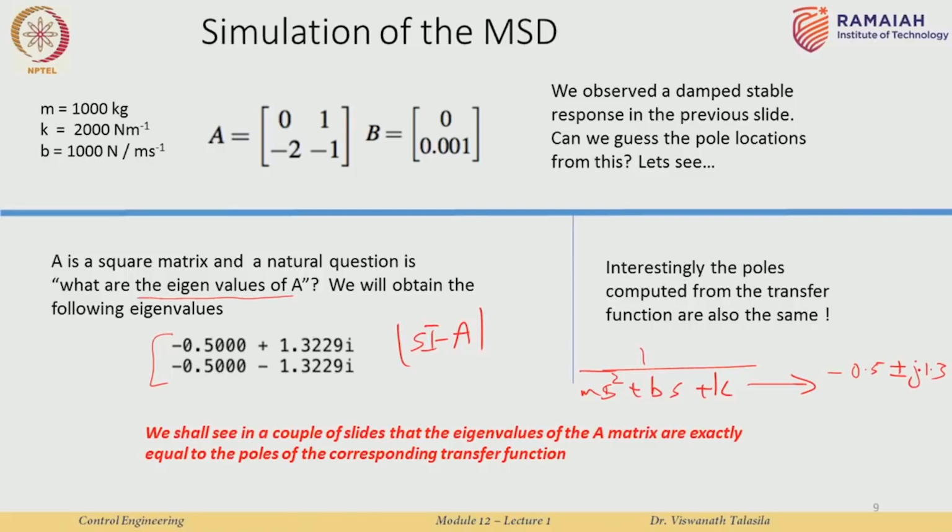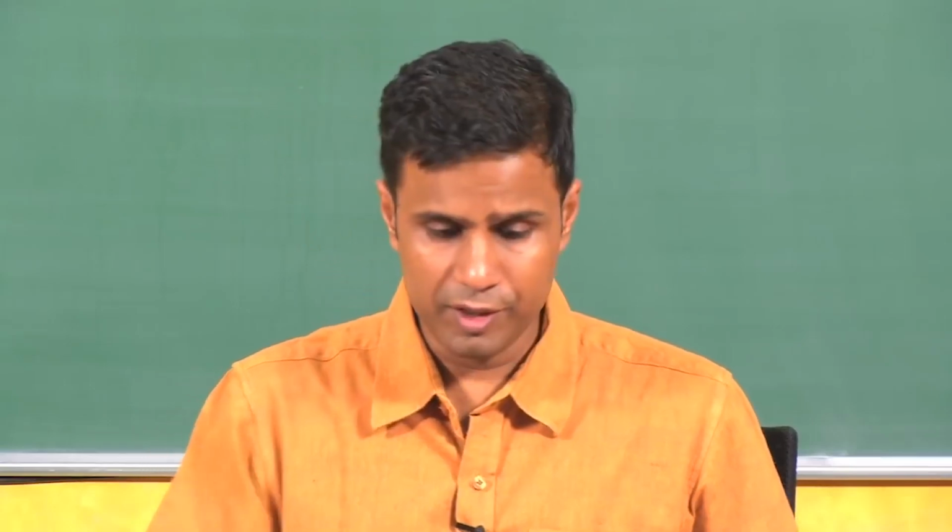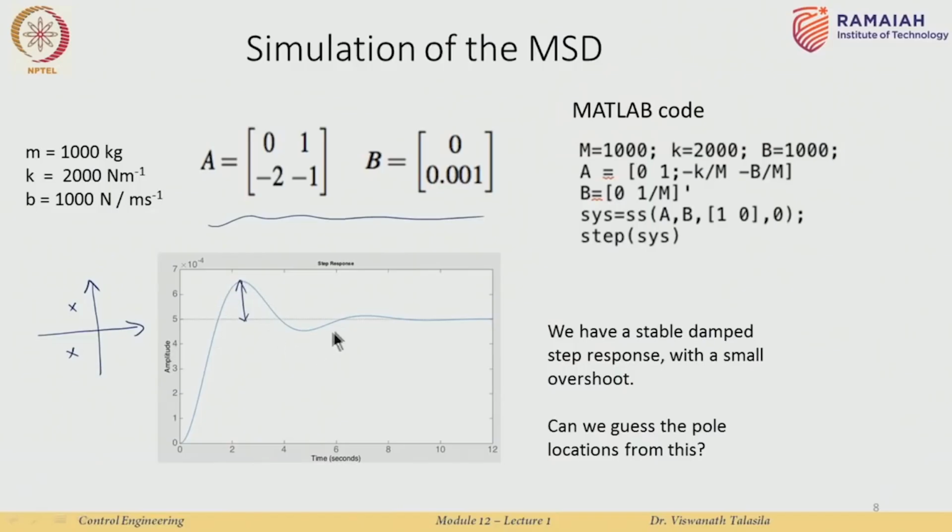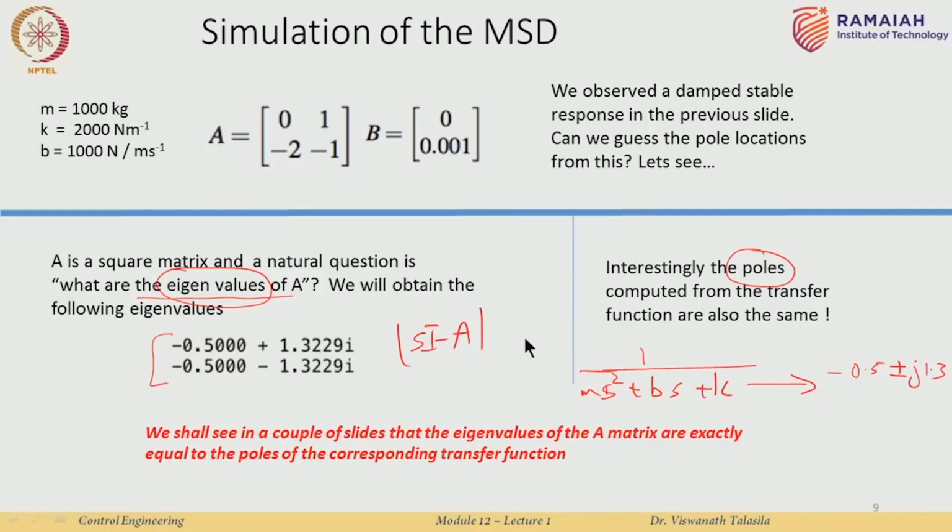So, in this particular case, we are seeing that the poles of the system are exactly equal to the eigenvalues of A. We will see a little bit more formally why this is true, but this is very interesting because it shows that this new modeling approach of the state space system, at least with respect to dynamics of this kind, exactly corresponds to what we see from the transfer function modeling approach.